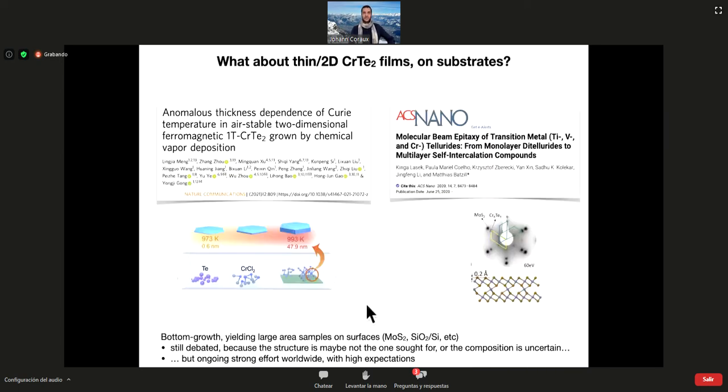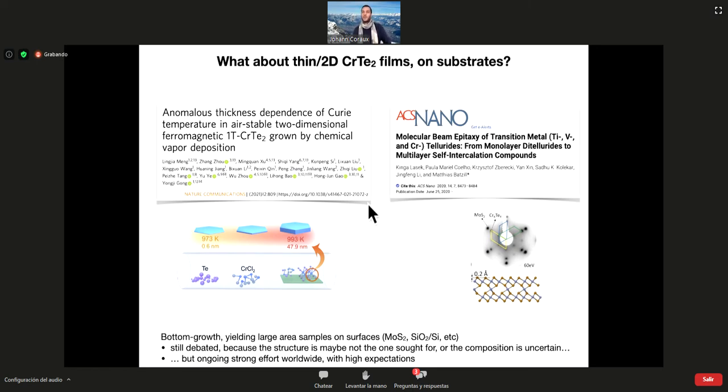What I discussed a few slides ago was about exfoliating chromium ditelluride plates. There is another strategy, and this is somehow related, even though it's not about the same material, to what we've heard in the previous talk. You can also consider growing the material on a substrate, with the thickness that you want. People do that with CVD and with MBE. These are the two papers I show you here.